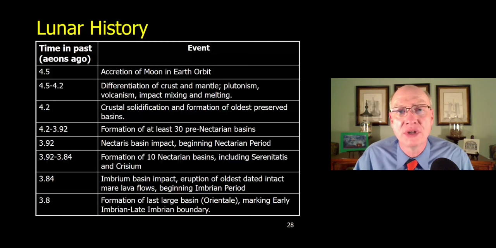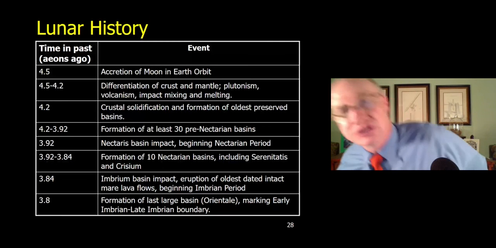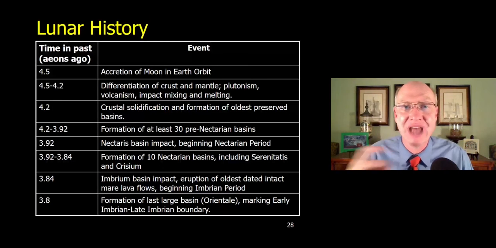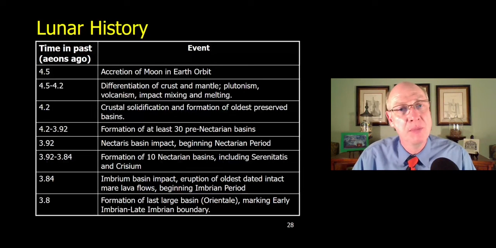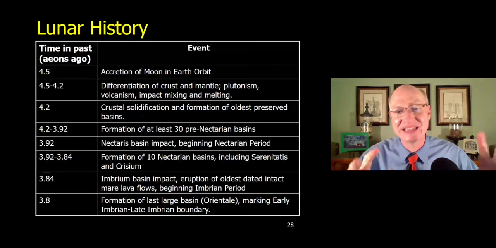Early in the solar system, the moon was very, very close to the Earth. Over time, the tidal forces have moved the moon farther away, but the moon once probably orbited extremely close to the Earth. After that, there was lots of differentiation. That is, the heavy things sank to the middle, and lighter things floated to the top.